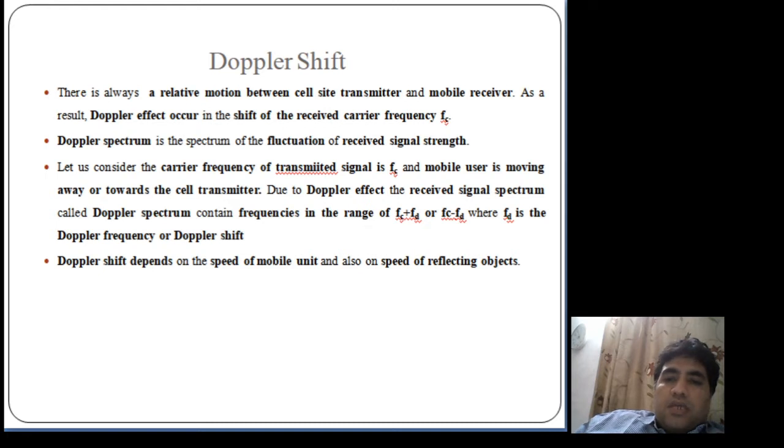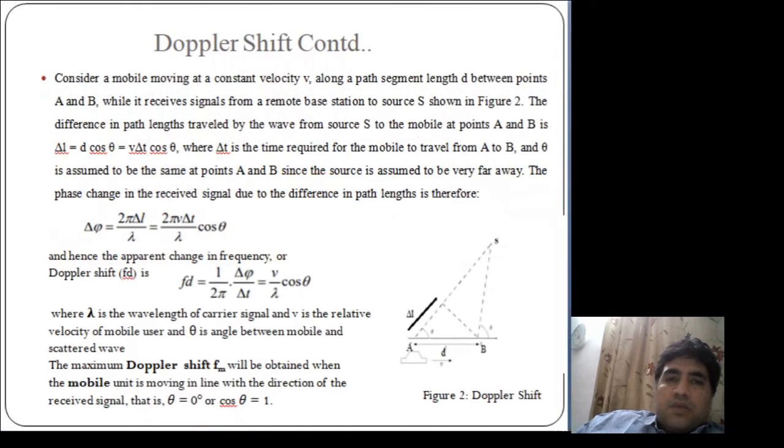So the spectrum will contain frequency fc plus fd or fc minus fd, where fd is the Doppler shift, and this Doppler shift depends on the speed of the mobile user and also on the speed of the reflecting object. So let us derive this Doppler shift. Let us consider a mobile user at point A moving at a constant velocity towards B and covering a path of d as shown in figure 2.